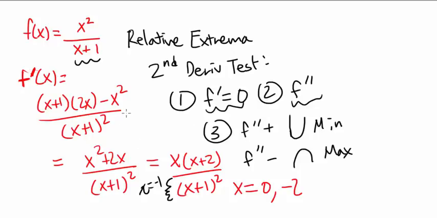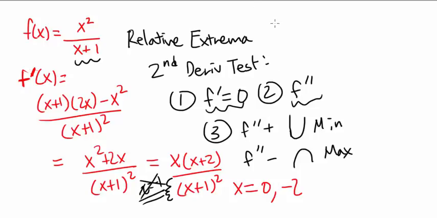Besides, if it's undefined at f prime, it's not going to be defined at f double prime. In this case, if x equals negative 1 was in the domain of the function but not in the domain of f prime, then you would have to resort to the first derivative test. But in our case, we have a vertical asymptote at x equals negative 1, so we can disregard this.